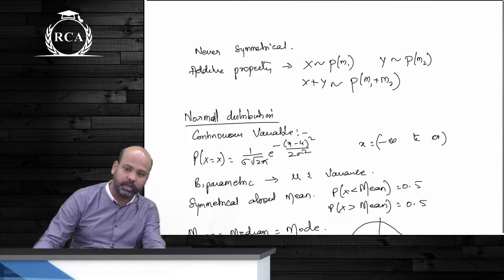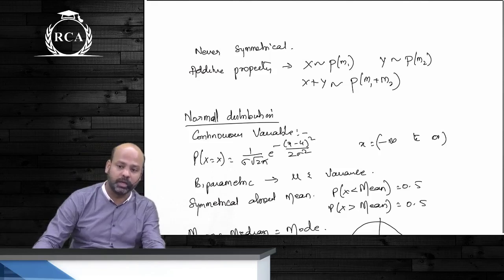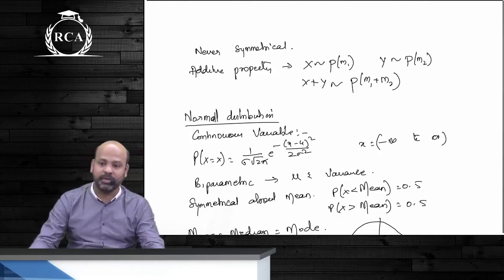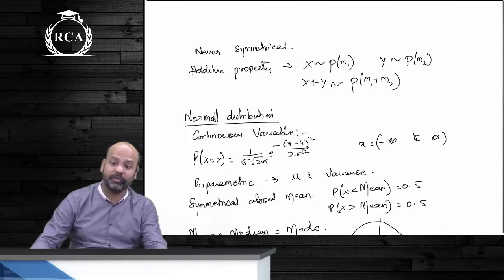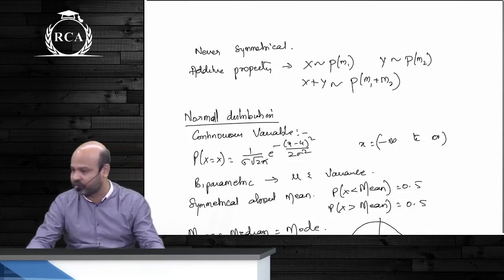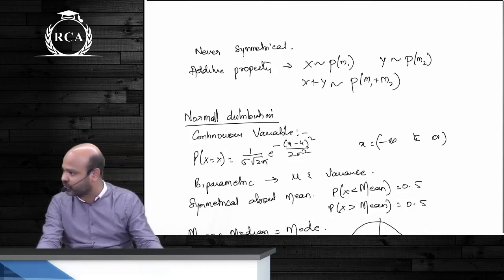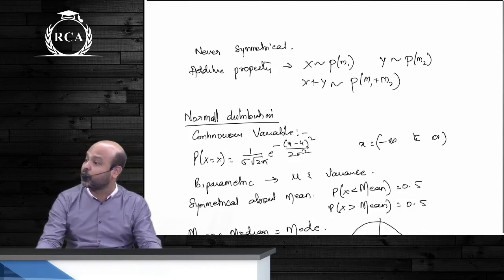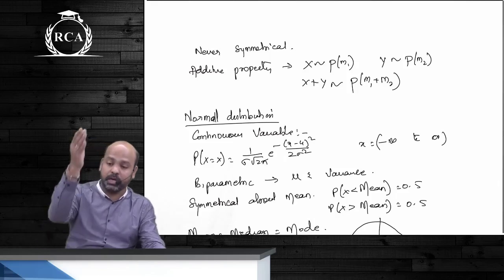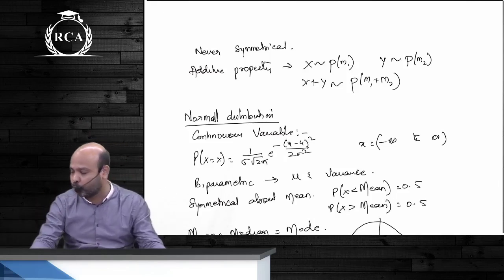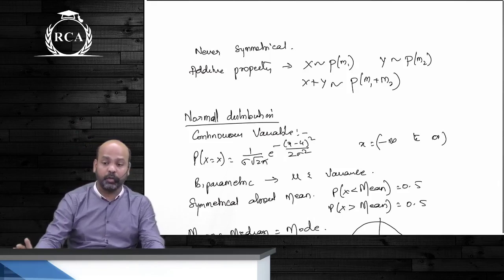So the probability that the value will be less than the mean will be 50%. The probability that the value will be more than the mean is also 50%. Because the mean is dividing all the observations into two equal parts, the mean will also be equal to the median. And because the peak occurs at this point, it will also be equal to the mode. So mean equals median equals mode.